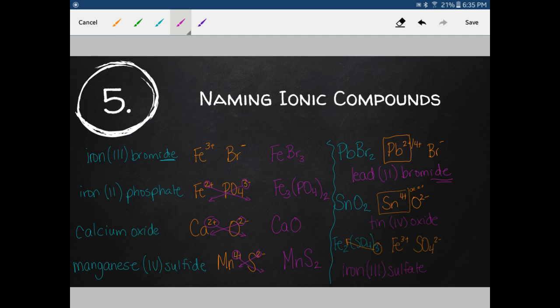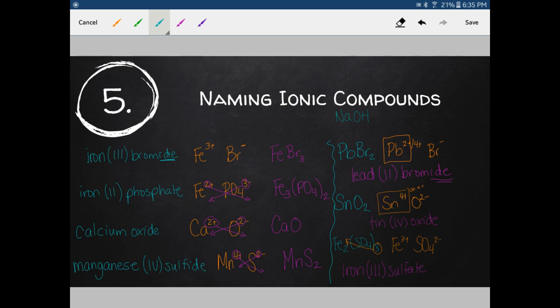Now, please note in my 3 examples on this right-hand side, they were all examples that involved a multivalent element. However, you may not have a multivalent element, so you may not need to indicate the charge in brackets. So that example would be something like, let's go with sodium hydroxide, NaOH.